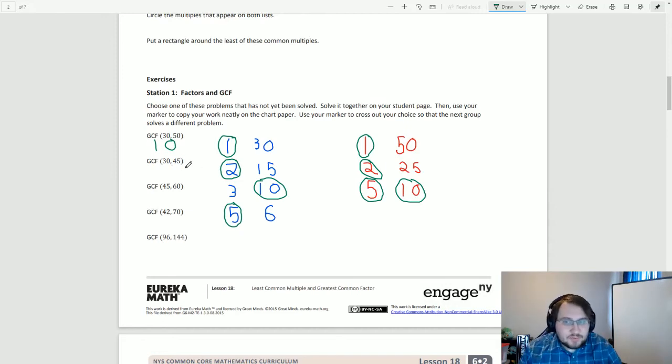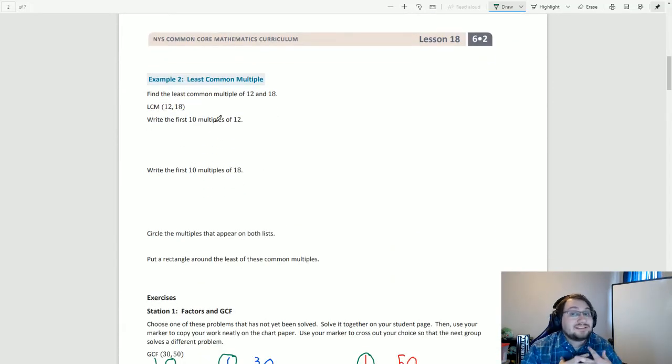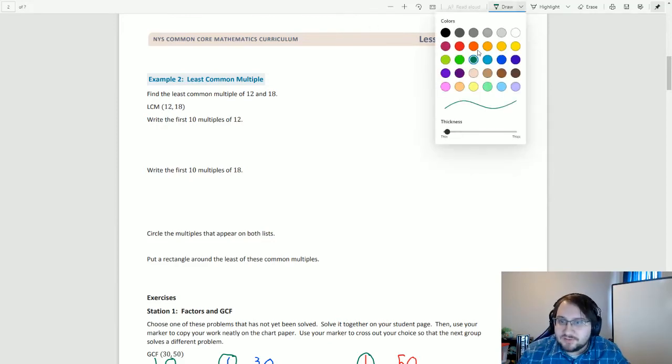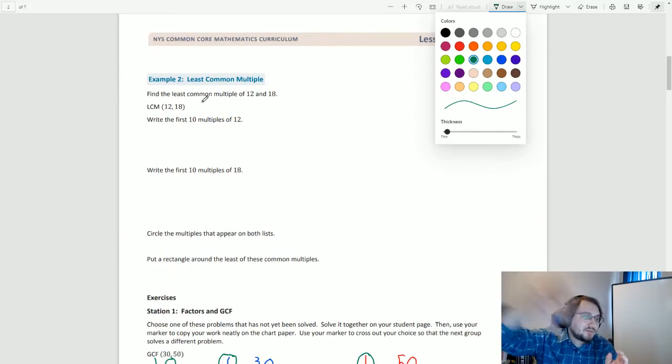Okay. I think we've done enough work with greatest common factor. Let's scroll back up a little bit and look at what least common multiple is all about. Least common multiple is basically the exact opposite of what we've just did. Instead of breaking apart my 12 and my 18 into their factors, I'm going to expand my 12 and keep going with it. 12 and multiply it by 2, then by 3, then by 4.